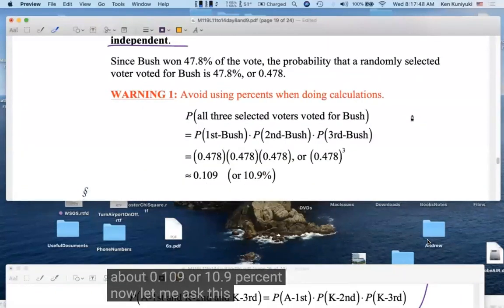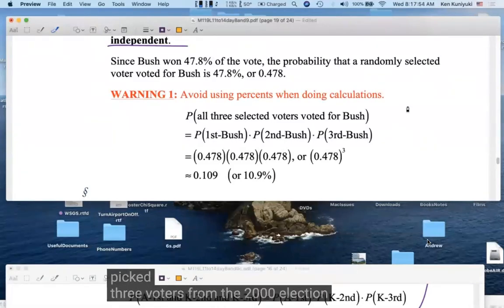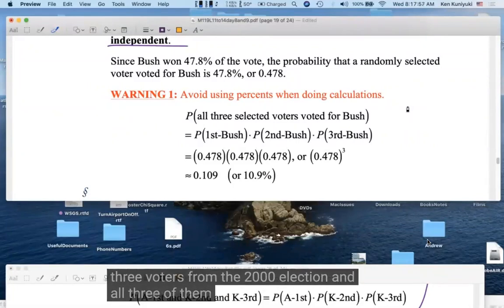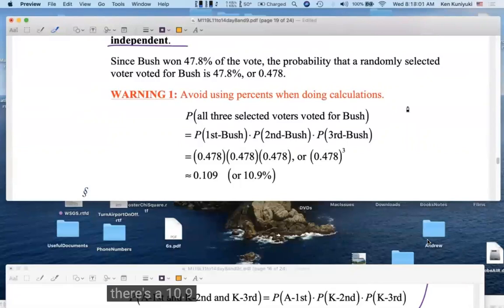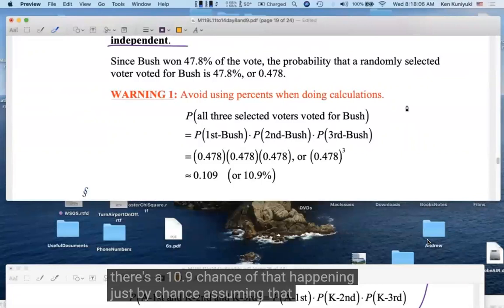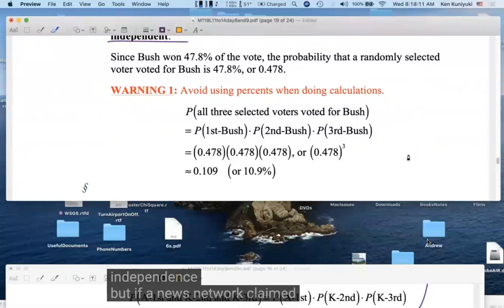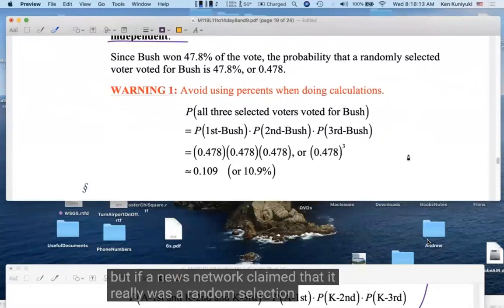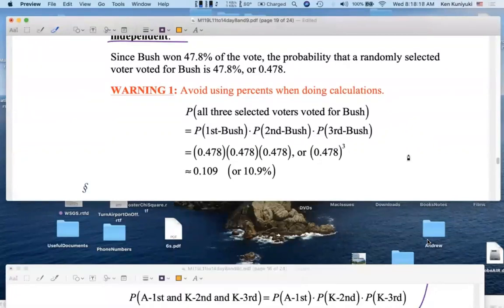Now, let me ask this question. If a news network says that it randomly picked 3 voters from the 2000 election, and all 3 of them said they voted for Bush, there's a 10.9% chance of that happening, just by chance, assuming that the process was appropriate and we assumed independence. But if a news network claimed that it really was a random selection, what might you ask? Were they really being truthful?